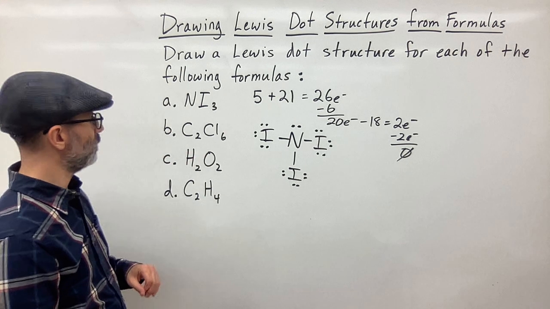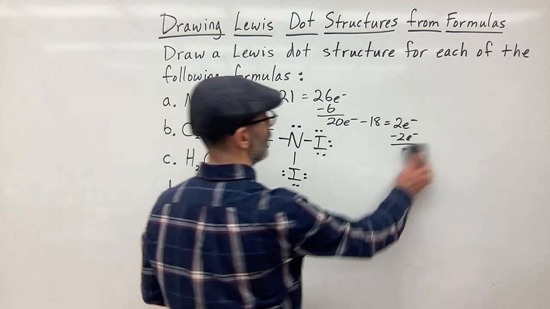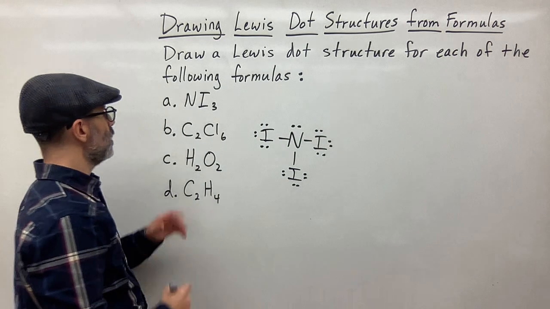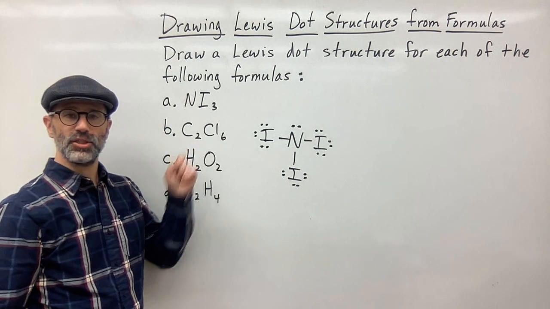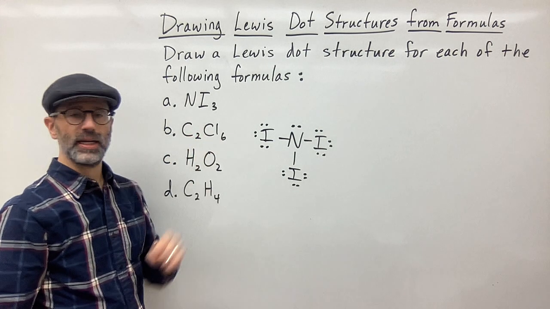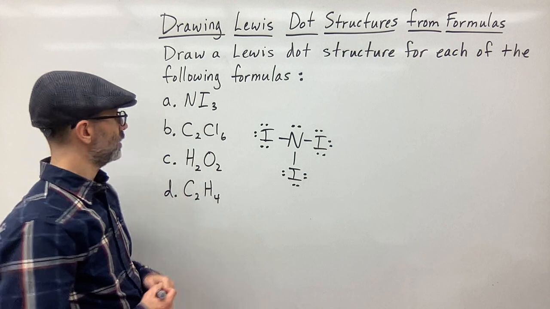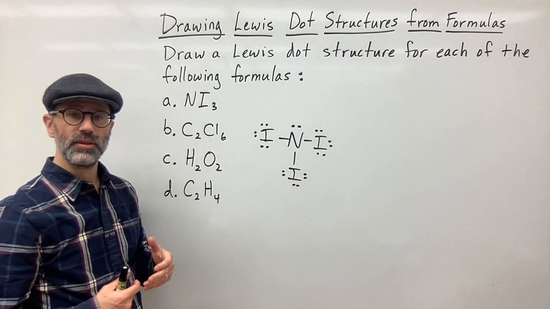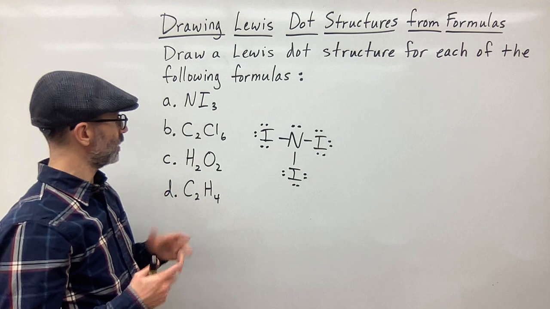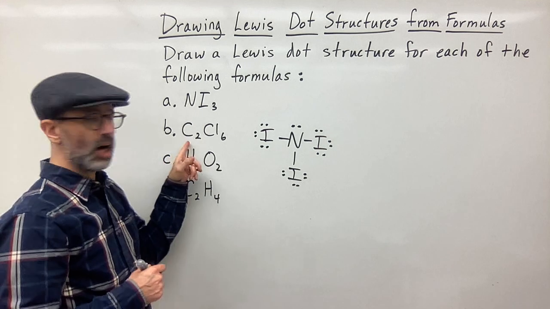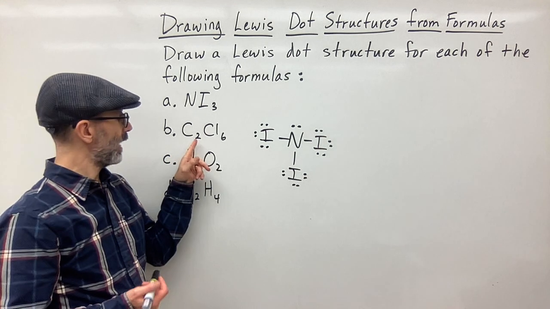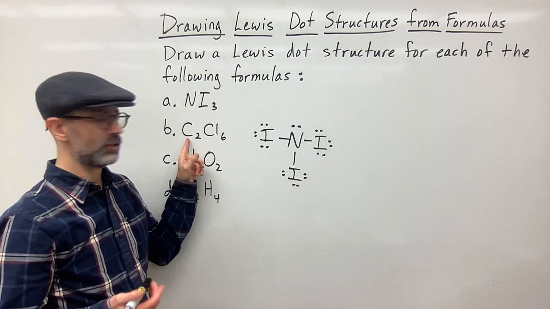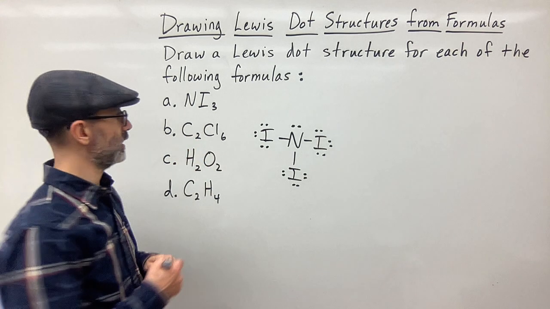Okay, so what about B? So let's go ahead and erase this, give us some room. So here, B, I have C2Cl6. So how do I do this molecule? So same thing, I'm going to start with the number of valence electrons. So I got to calculate that. So carbon is in group 4, and I have 2 of them. So carbon, being in group 4, has 4 valence electrons. I have 2. 2 times 4 is 8.